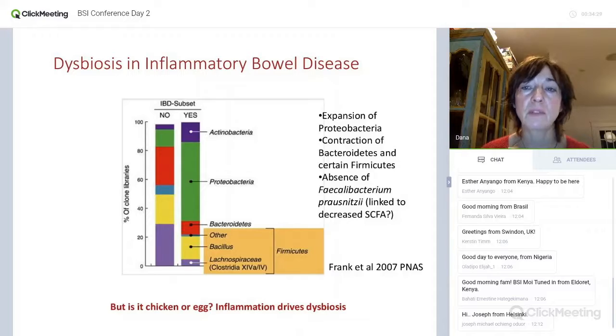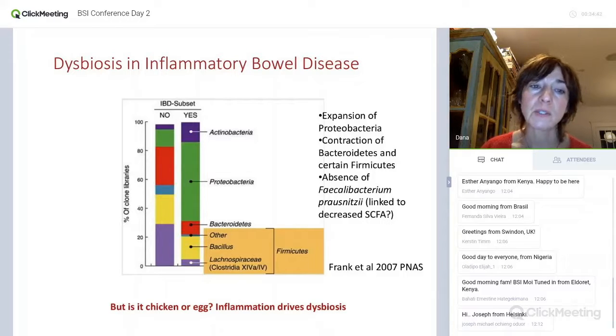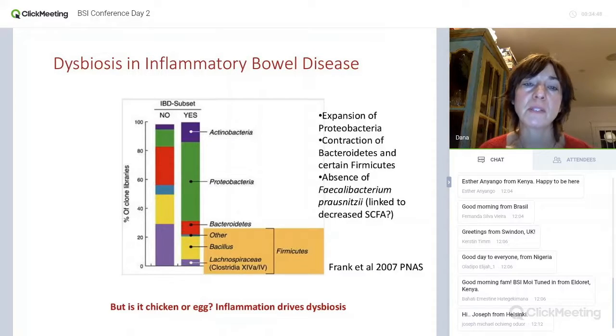We know that inflammation drives dysbiosis. As I mentioned, when you have that kind of elevated oxygen levels within the intestine, that's going to change the relative abundance of certain organisms. So what we're really interested in is trying to understand if this dysbiosis is actually an indication of the development of disease.